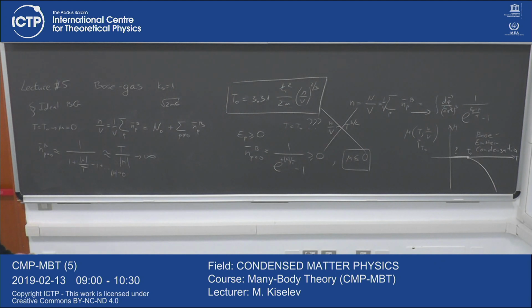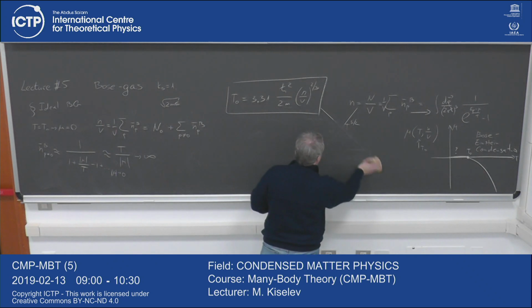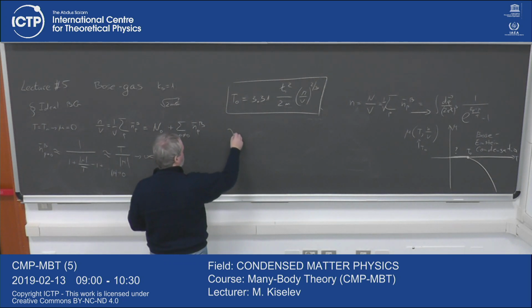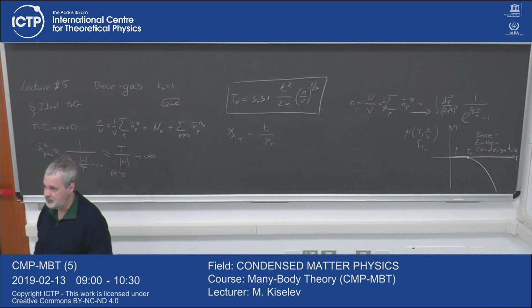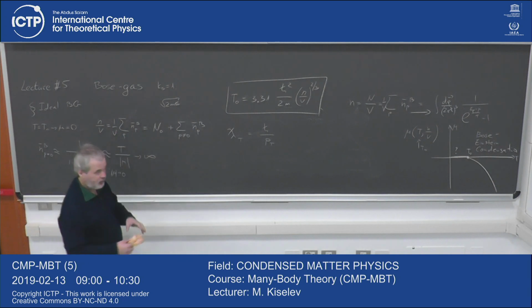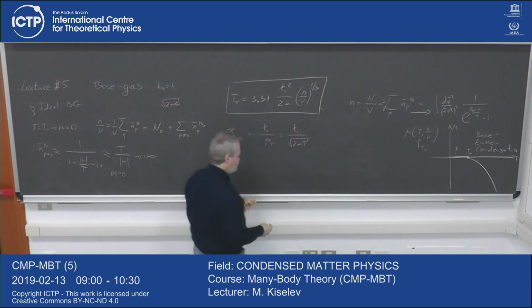Okay, so let's see physically how we can understand that. Let's introduce the de Broglie wavelength. So lambda de Broglie is ħ over momentum. I put a subindex T indicating that this is a characteristic momentum which depends on temperature. So instead of energy, we plug in temperature, and this is ħ divided by the square root of 2mT.